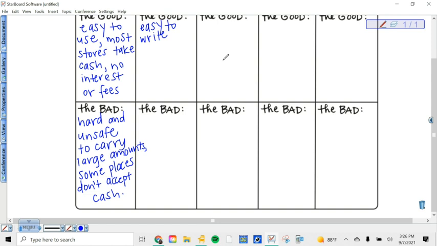Okay. So it's easy to write out. I think it's good for personal transactions, so person to person.